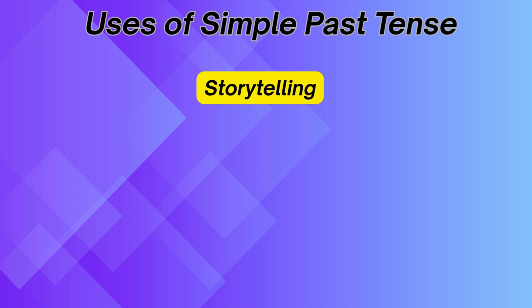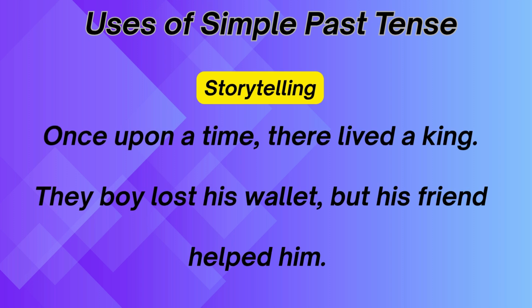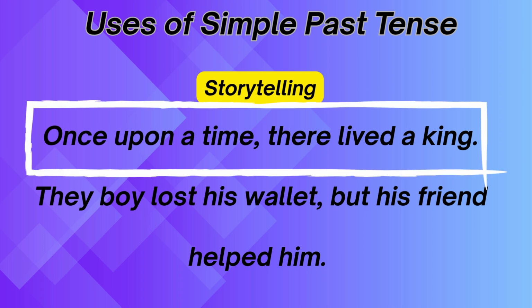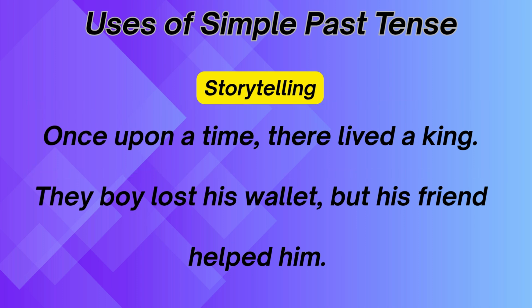We also use the simple past for telling stories or narrating events. Examples: once upon a time there lived a king. Most stories are told in the past tense because they talk about events that already happened.